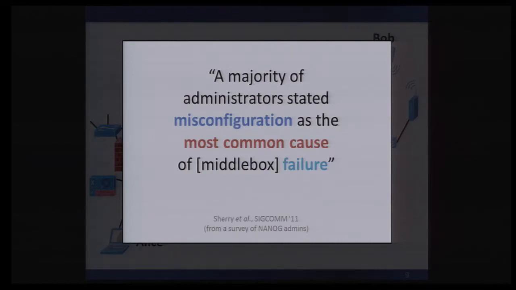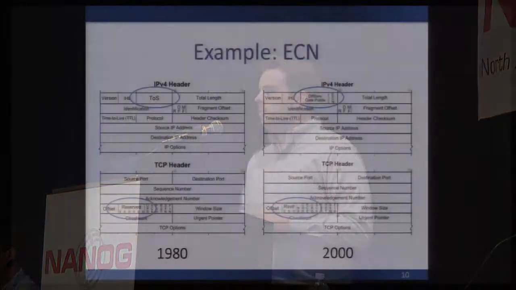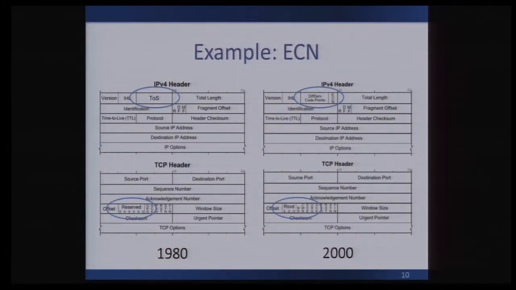And in that same survey, misconfiguration was cited as the most common cause of failure when it occurred. Now that failure could be something obvious, like a bad firewall rule that blocks traffic, or what we've targeted, which is the more subtle issues that can hurt performance and protocol innovation, and which can be really hard to debug. So a good example of that I want to get into here is with ECN.